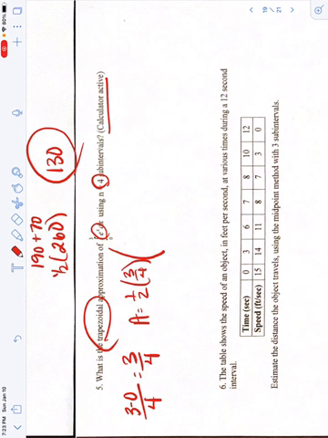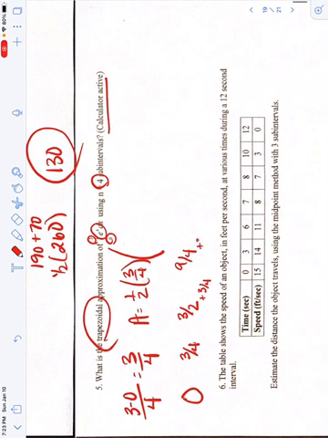I'm going to start at 0 because it tells me I'm going from 0 to 3. So I'm starting at 0 and I'm going to go up 3/4. So that would put me at 3/4. And then 3/4 plus 3/4 is 6/4, which is 3/2. And then I'm adding 3/4 to that. 6/4 and 3/4, 9/4. And then 9/4 and 3/4 is 12/4, which is 3.